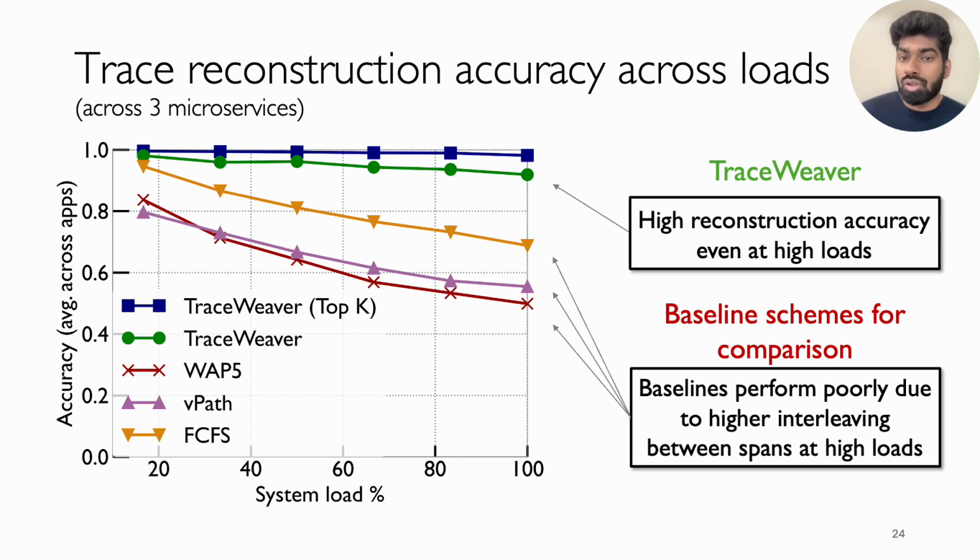Finally, we also show a curve for a variant which we call TraceWeaver top K, where TraceWeaver outputs K different mappings for each incoming span, and we mark it to be correct if at least one of those mappings is correct. This can be very useful for operators who do not mind iterating through K different options while debugging. This variant naturally exhibits even higher accuracy due to the relaxed requirement.